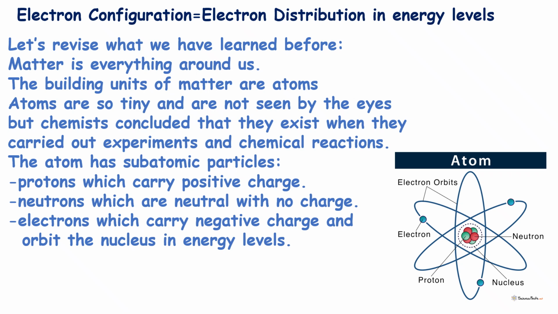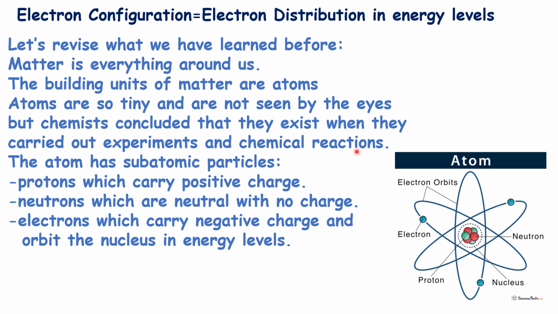Matter is everything around us. Everything around us is matter. And the building units of matter are atoms. Atoms are so tiny, you cannot see atoms with your eyes. But how did we learn about atoms if we cannot see them? Chemists, the scientists who study chemistry and study matter, concluded that atoms exist when they carried out experiments and chemical reactions.